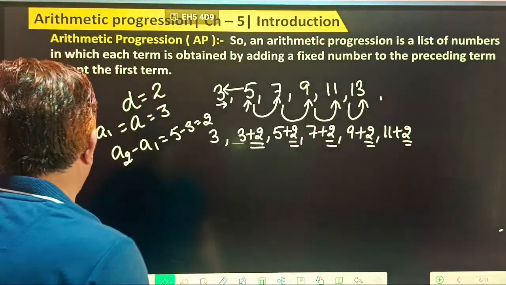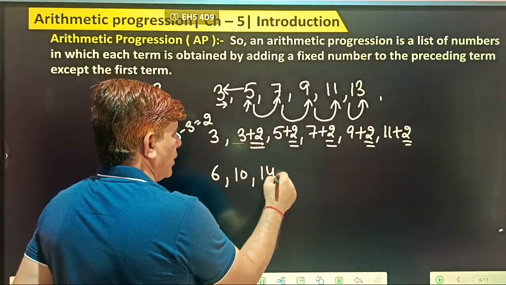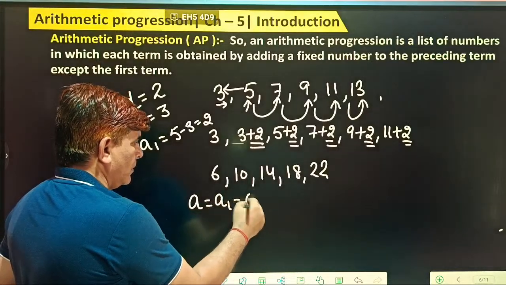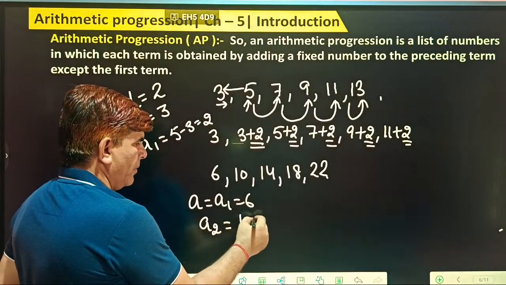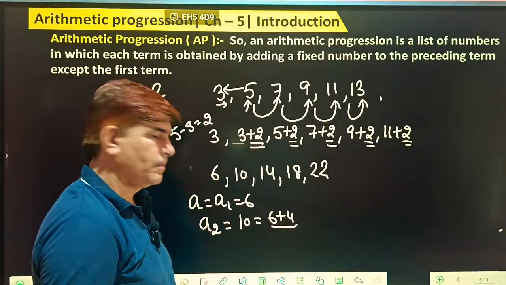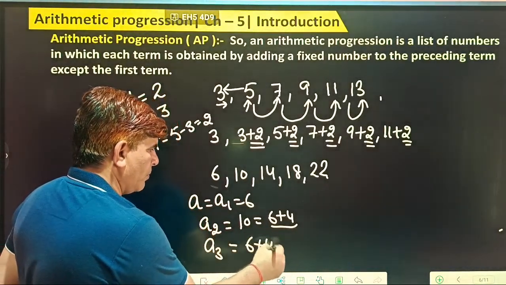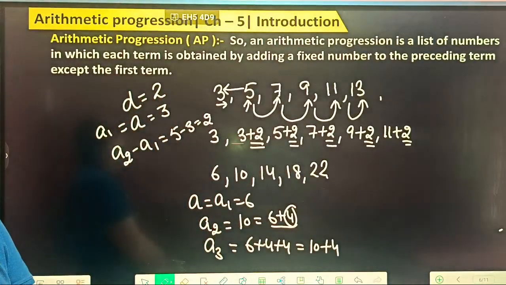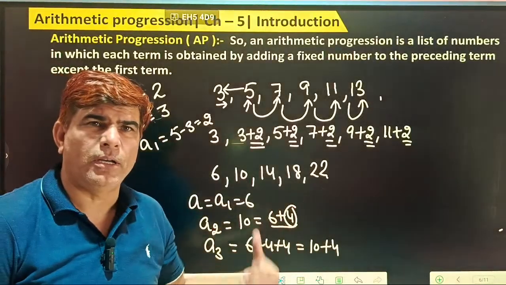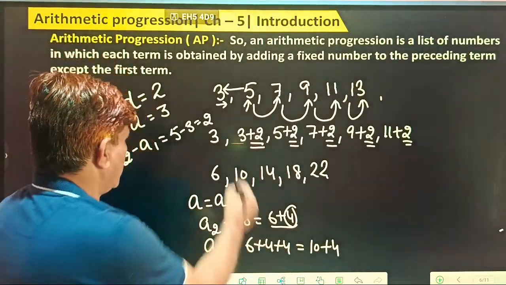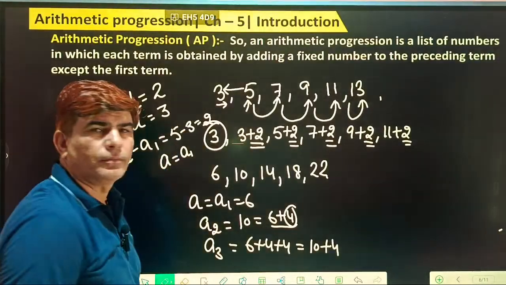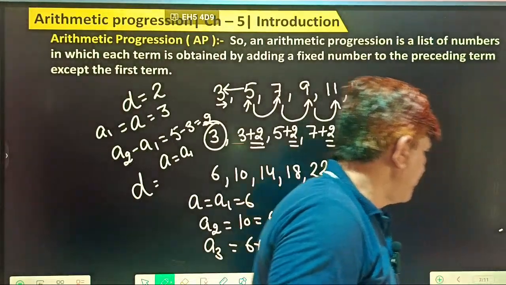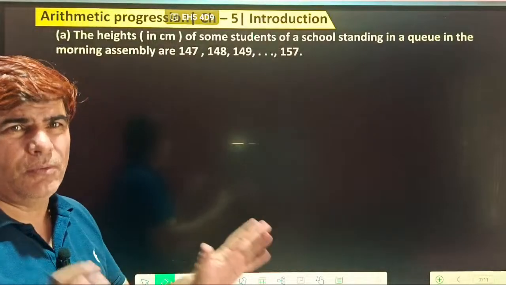Understood? Another example: 6, 10, 14, 18, 20. Here 6 is the first term. A2 is 10, and 10 we can write as 6 plus 4. A3 is 6 plus 4 plus 4, or we can write 10 plus 4. So here 4 is the fixed number which we are adding to find the succeeding term of a preceding term. So first term is always denoted by A, common difference D. I think you understand with these examples what AP is. Many more examples later on, but keep the general idea in your mind.